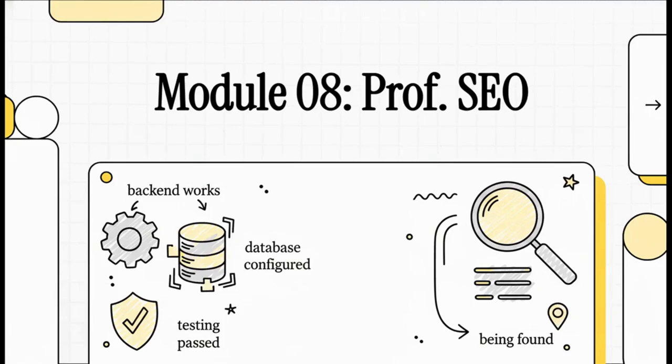Okay, so our application is functional. The backend is solid, the database is set, and all our tests have passed. But now, we're moving into a completely different phase. This module isn't about making it work, it's about making it findable.